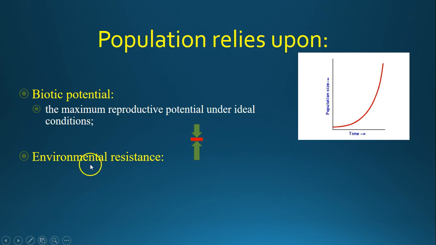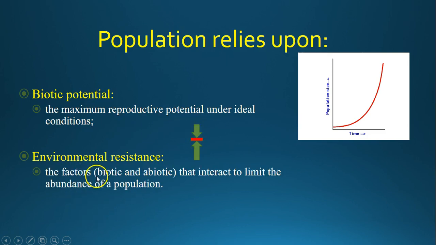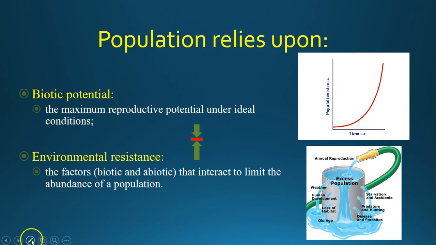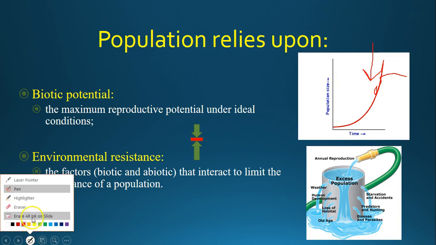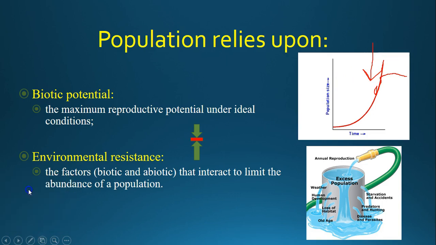But more often than not, we have some type of environmental resistance that pushes down on the population, and those can be either biotic or abiotic, and they interact to limit the abundance of a population. So essentially, they're going to come in here and push down on this population to keep this line, let's see if I can draw on this, that wants to go up and up, it's going to start saying, no, no, no, no, no, you can't continue to go up. And it's going to exert some kind of resistance then on that population.